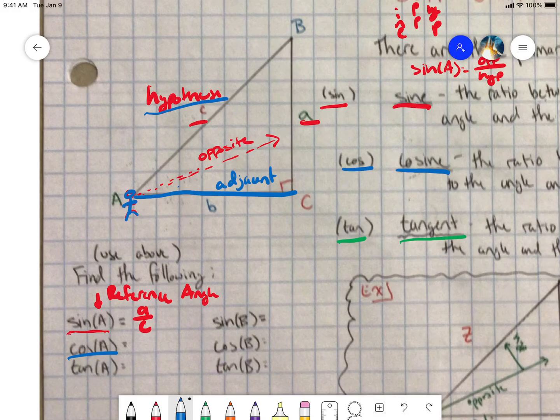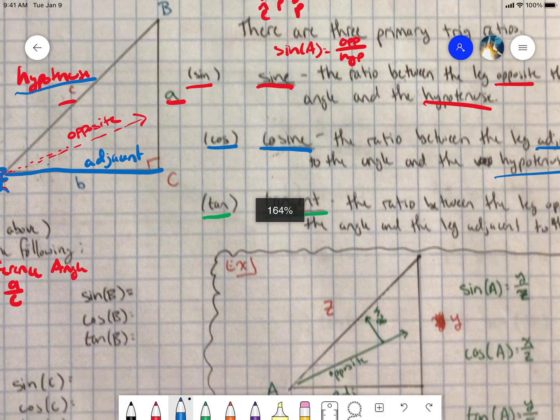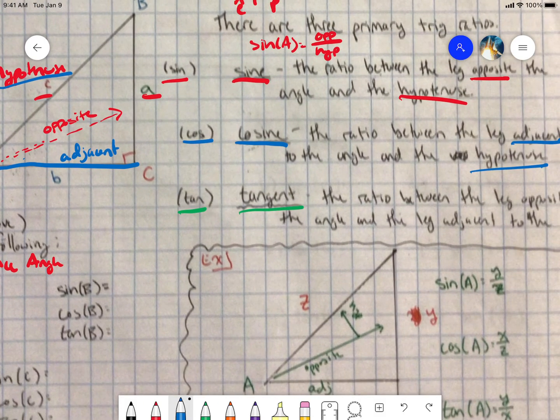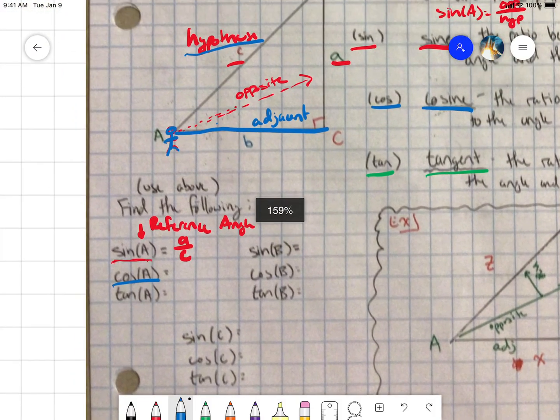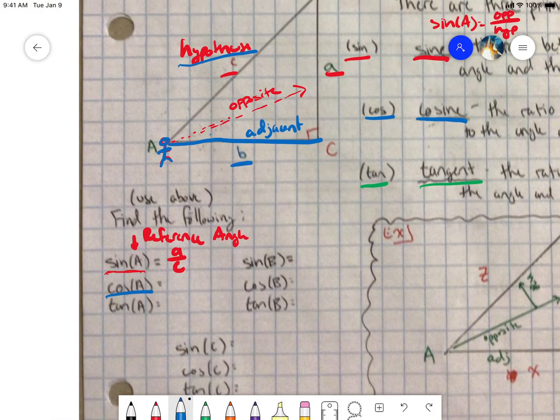So in this case, if I'm trying to find the cosine of A, the cosine is the ratio between the adjacent and the hypotenuse. So the adjacent side is B, and the hypotenuse is still C. It would be B over C. Okay.